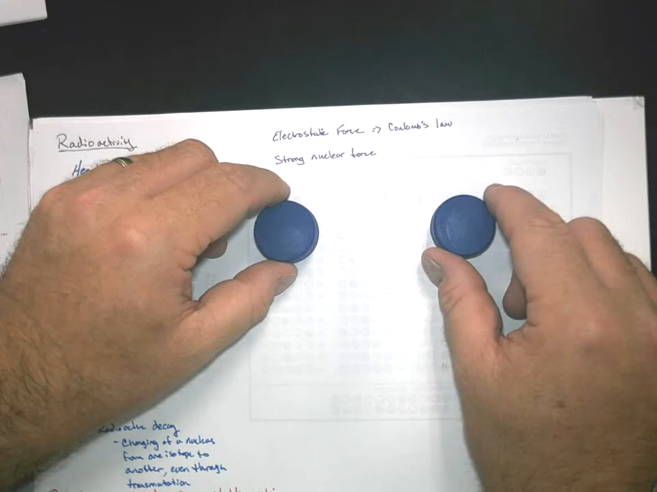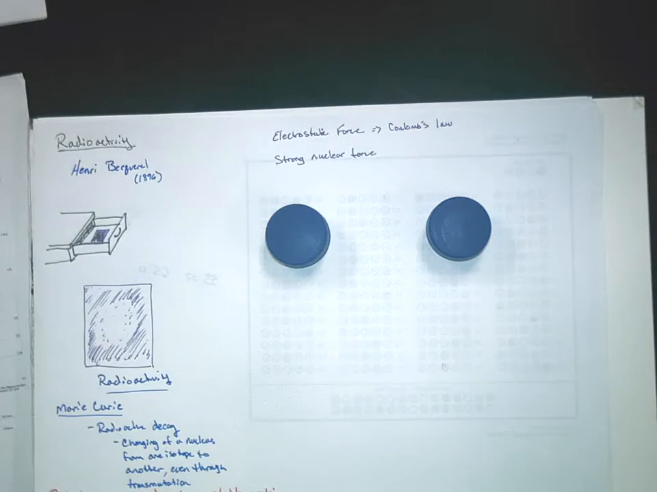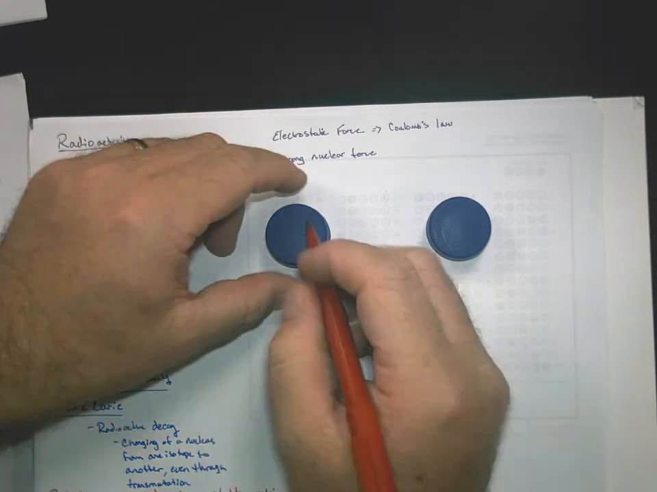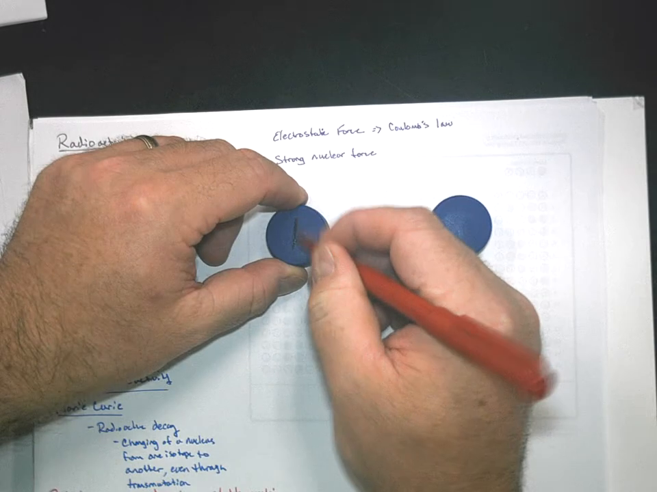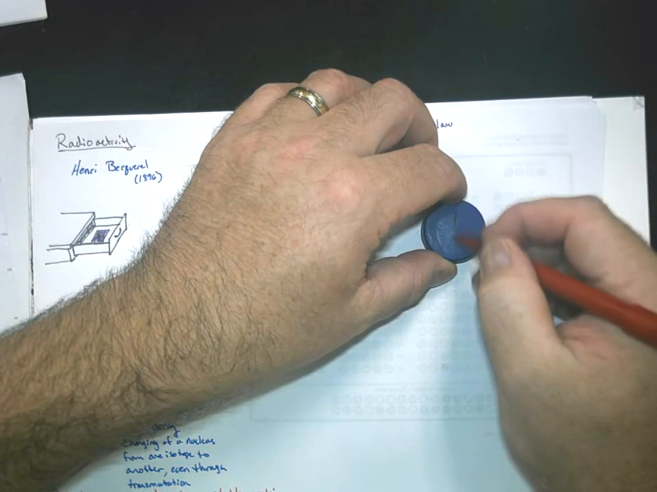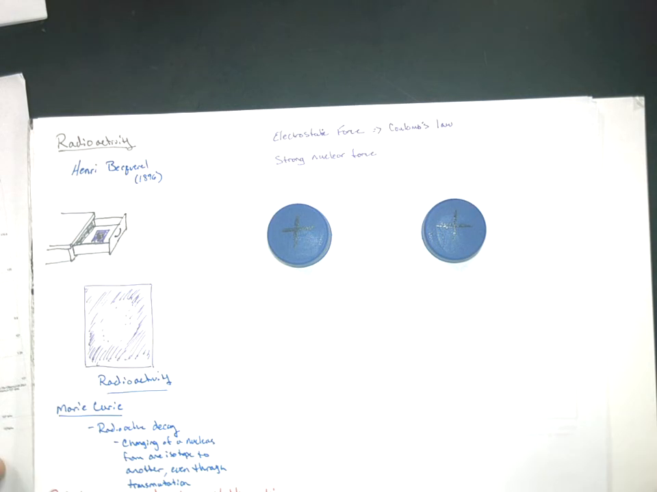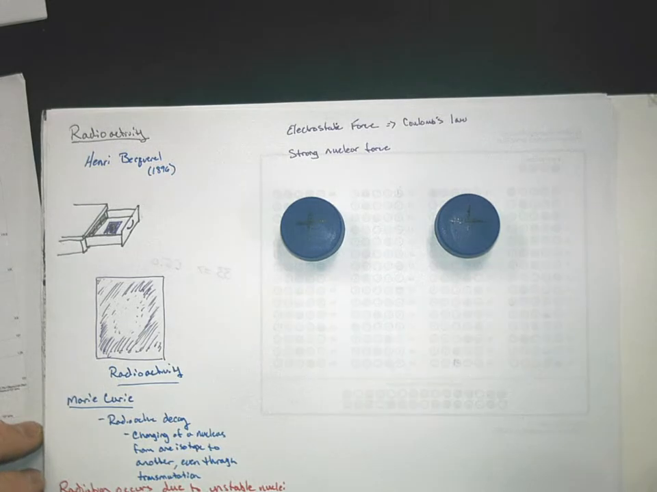Here we have two charged particles. That one's got a positive charge on it, and that one has a positive charge on it. All right?